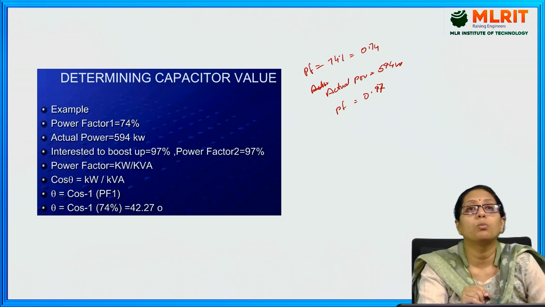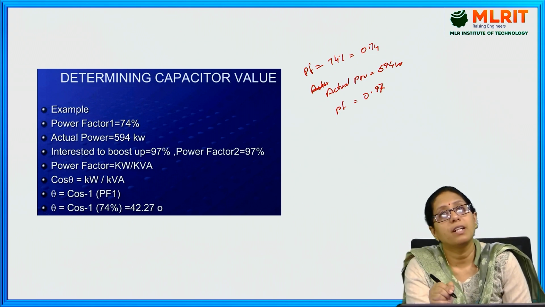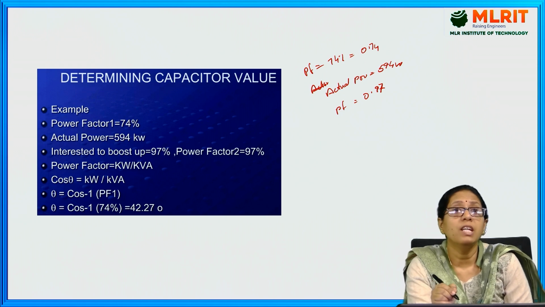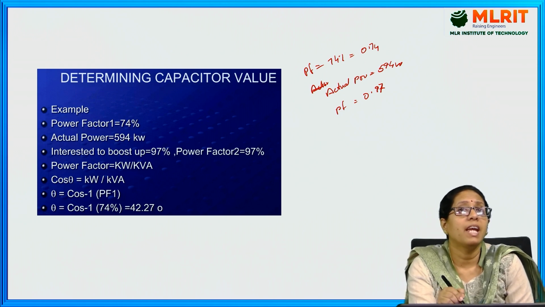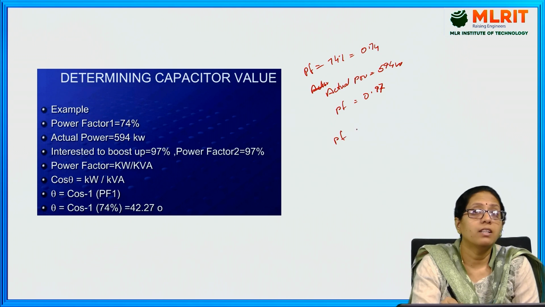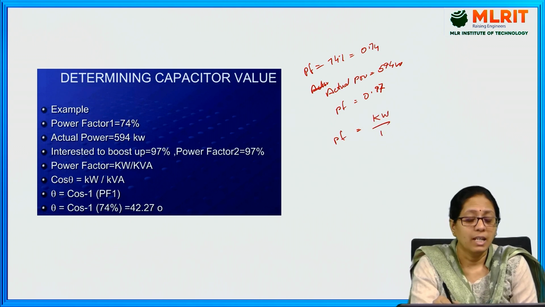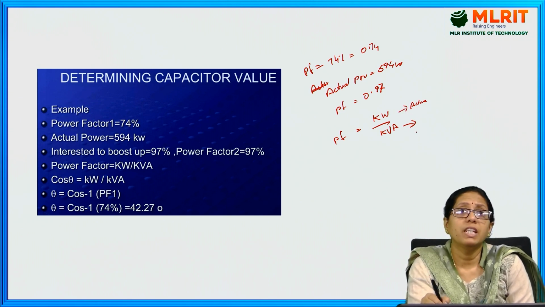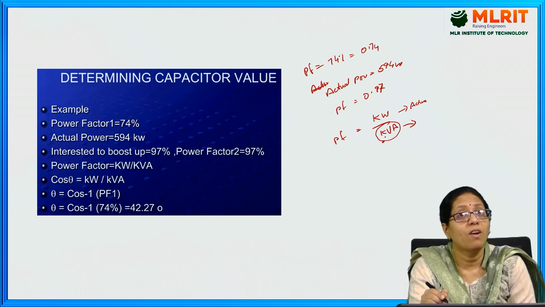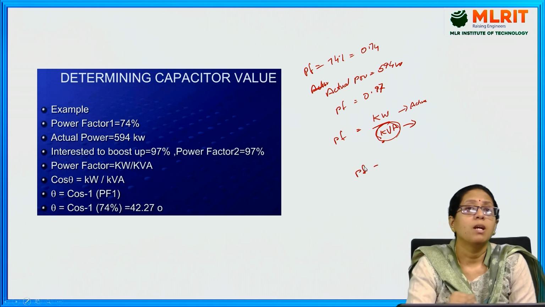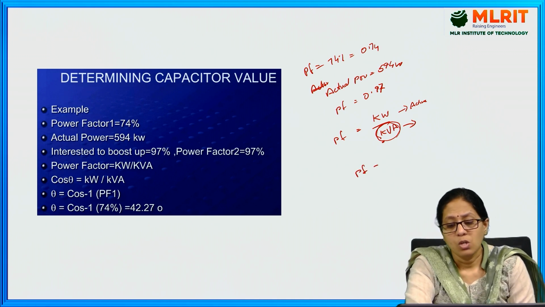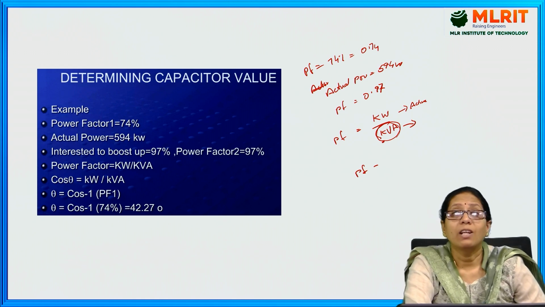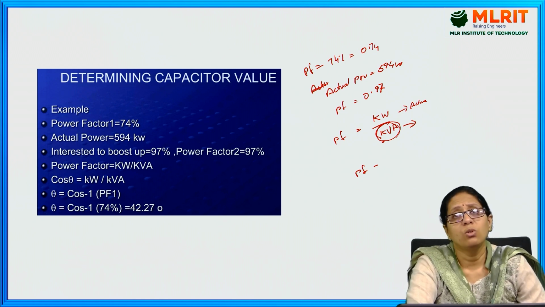0.97. That means in order to boost the power factor to 0.97, you have to change the reactive power, that is the kVAR value, as the power factor formula is kW by kVA. This is the apparent power and this is the active power. So by changing the reactive power, the kVA value will change. By changing the kVA value, you can change the power factor value also. In this manner, we can calculate the capacitor value also.